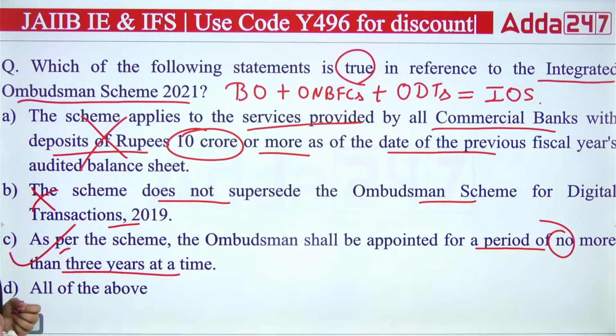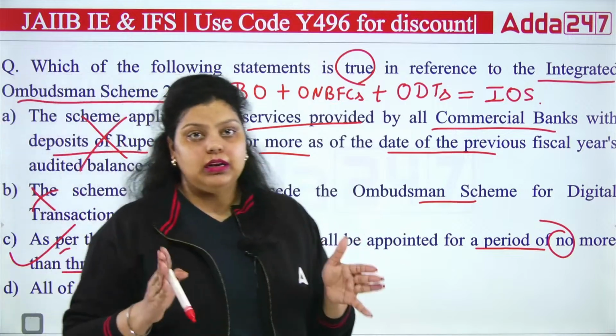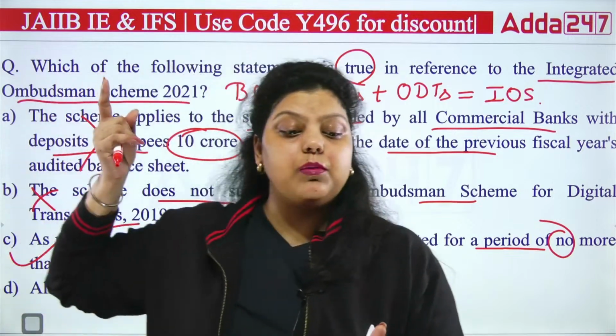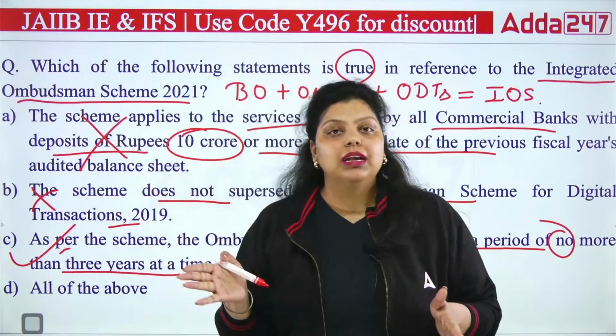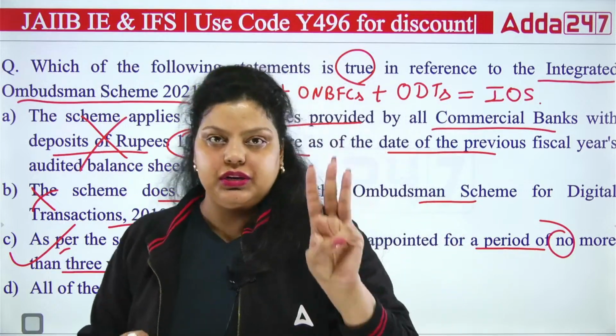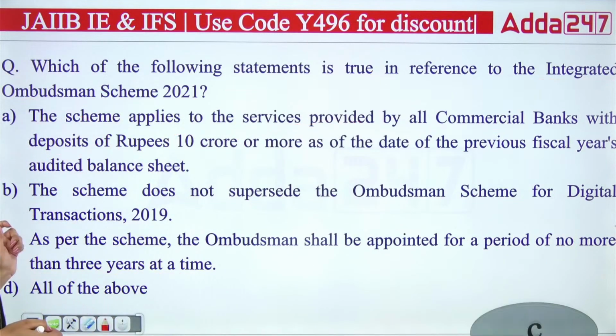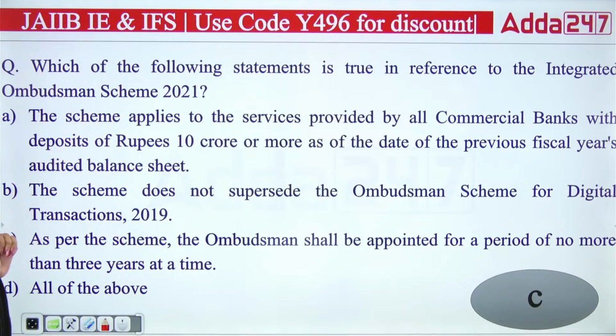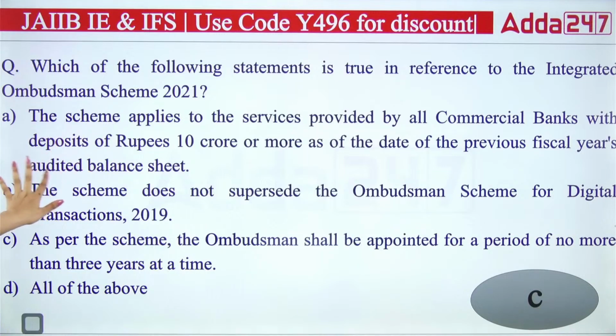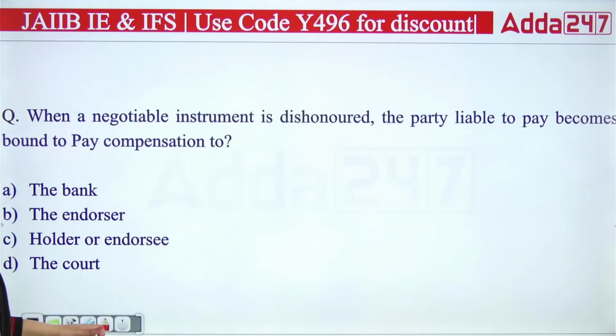That is true. If you are appointing an ombudsman in the integrated ombudsman scheme, that will be appointed by RBI. You can appoint that person only for a period of 3 years at a once. After that, you can renew the period, but at a once, you can appoint for a 3 year period. So the right answer is C. All the cases are allowed under the integrated ombudsman scheme. So the right answer is C. That's the only true option.